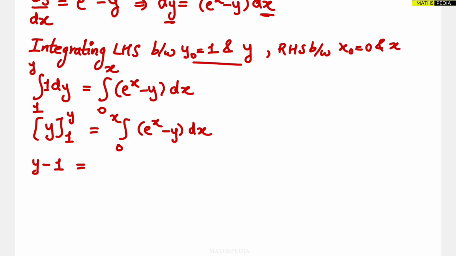Upper limit minus lower limit, in the sense in place of y I am going to substitute y, and lower limit 1. That's why it is y minus 1. Okay. Now y you have to keep on the LHS side, and all the rest of the terms on the RHS side. So I'll shift minus 1 to the RHS.